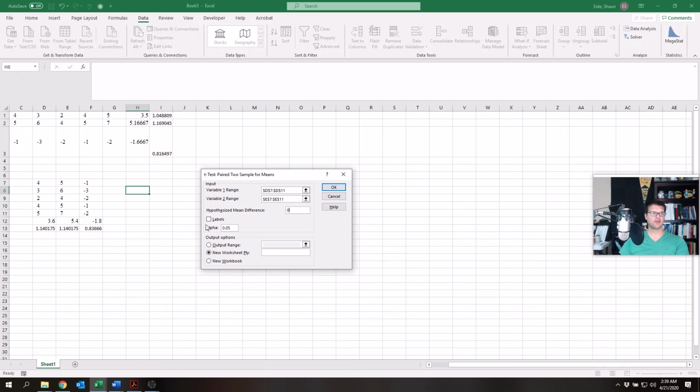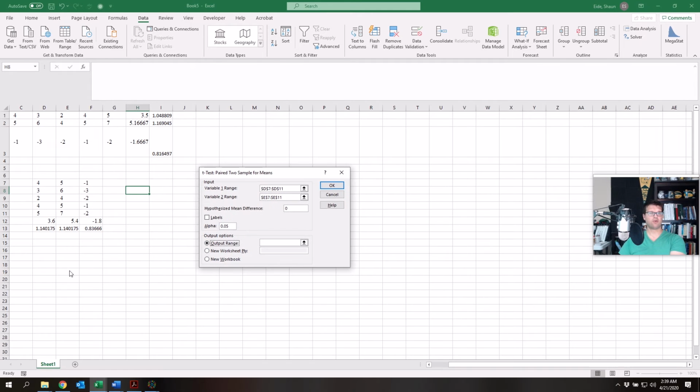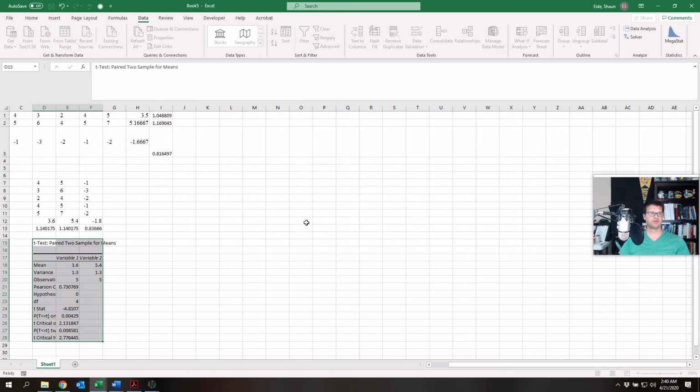And do I have labels? No, I don't have labels. What is the alpha? The alpha is 0.05. And then for the output range, I'm going to click on output range, and I'm going to put it right here. And right away, it gives me everything that I need to answer this.